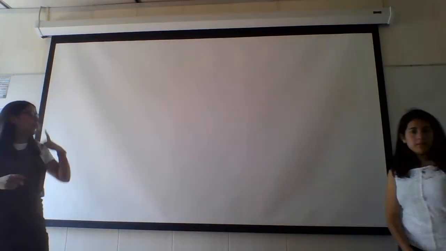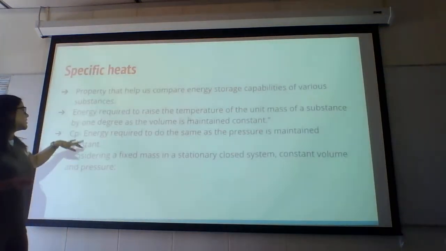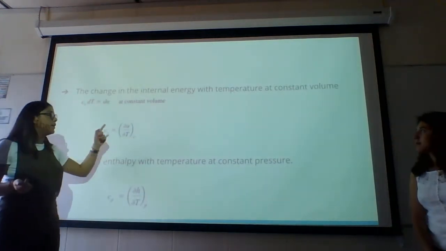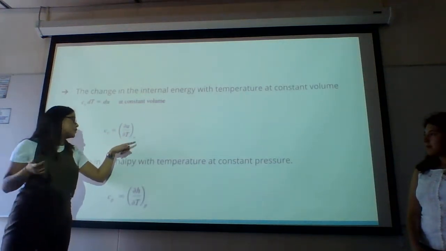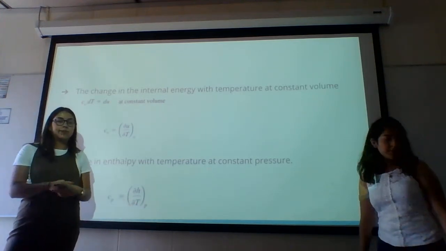Here we have another way of denoting the Cv and the Cp. For example, the Cv here is going to be the difference of internal energy within a difference of temperature, and here the enthalpy in a difference of temperature, the Cp.